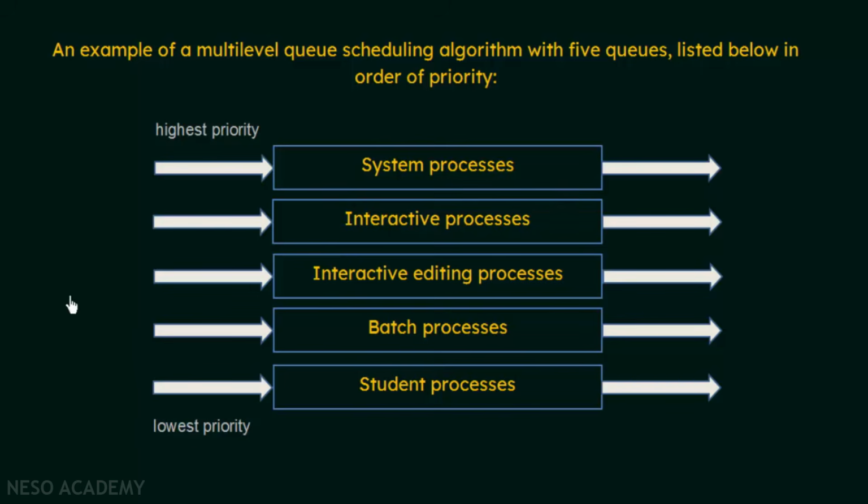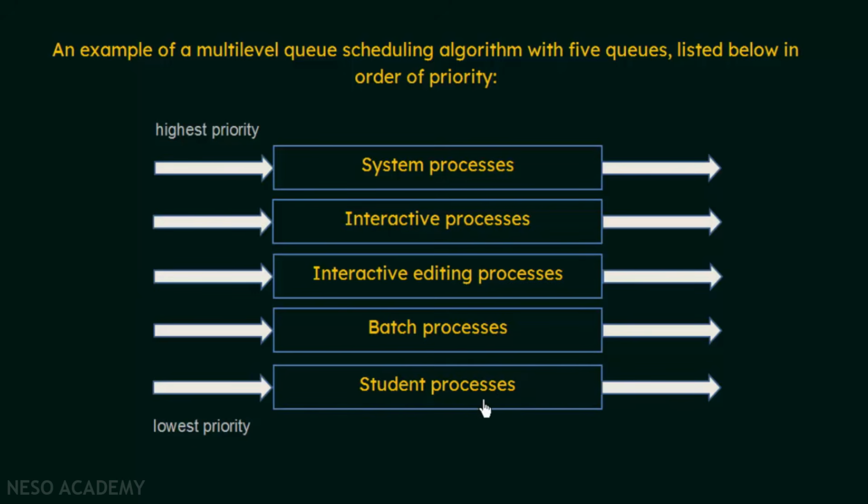So in this kind of a scenario, let's take the example of this lowest priority process. The lowest priority process is the student process. So these student processes in this student queue will not be able to execute until and unless all the queues above it are empty. So only if all the queues above it are having no processes in them, only then the student processes will be allowed to execute, because this is of the lowest priority.